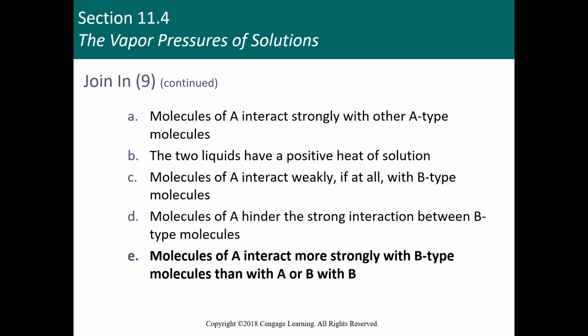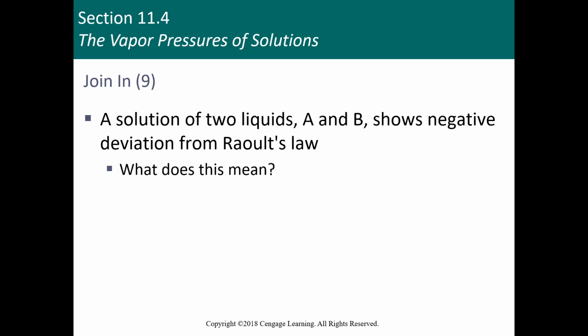And the reason for this is molecules of A are going to interact more strongly with B-type molecules than with A, and the B will interact more strongly with A than they would with other Bs. And you know this because we have a negative deviation. What that means is the A's have to go into the vapor phase easier, the B's have to go into the vapor phase easier when they're separate solutions. When they're mixed together, they need to go into the vapor phase less often, which means stronger interactions.